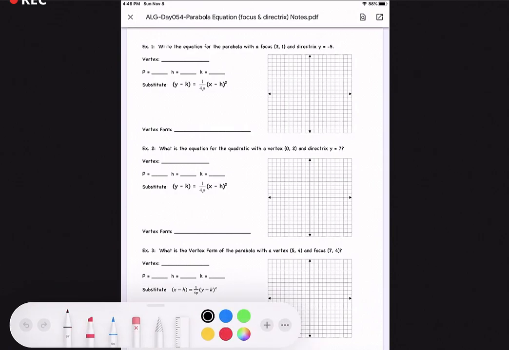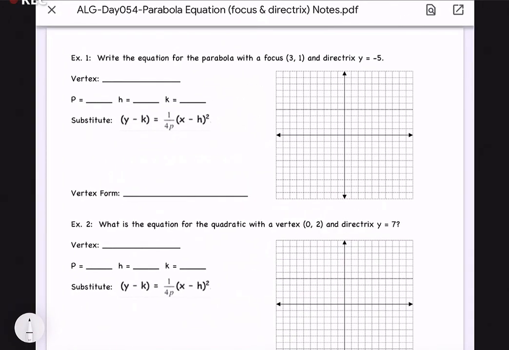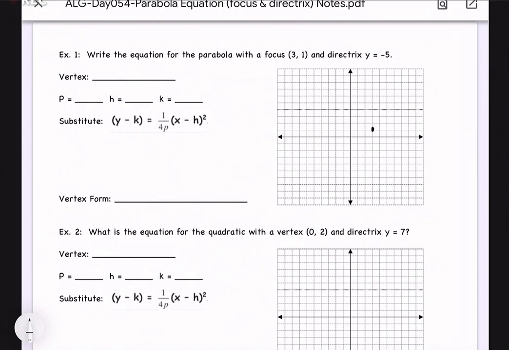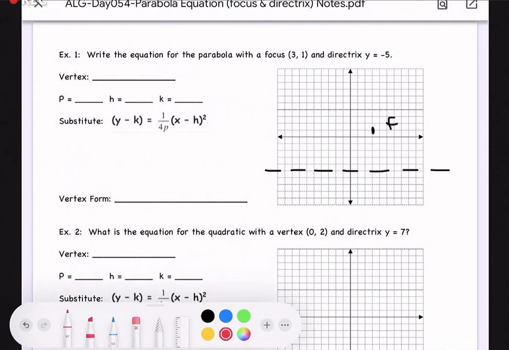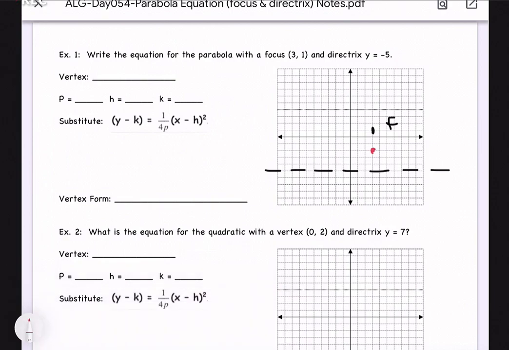All right, so if we look, this first one says, write the equation for the parabola with a focus of 3, 1. So that's right here. And a directrix of y equal to -5. So -5 is down here. This is our focus. And we can find our vertex halfway between the focus and the directrix. So that would be right there. That's our vertex. It opens up around the focus.